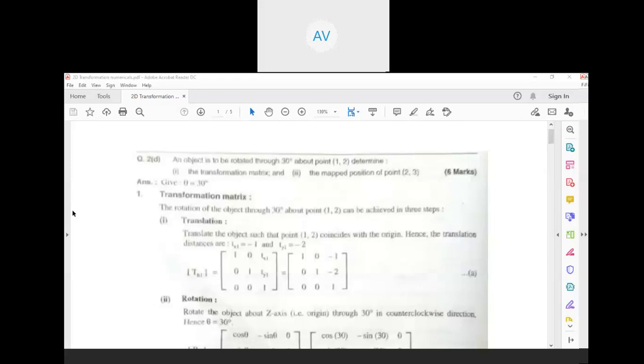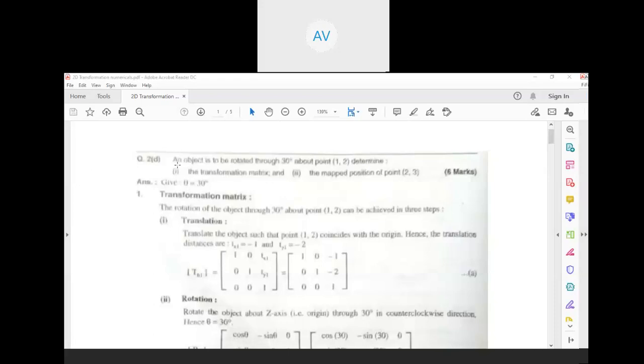So in the last lecture, we have seen some 2D transformation numericals. Today we will see some more numericals related to 2D transformation. The first numerical was asked recently in the Mumbai University examination.